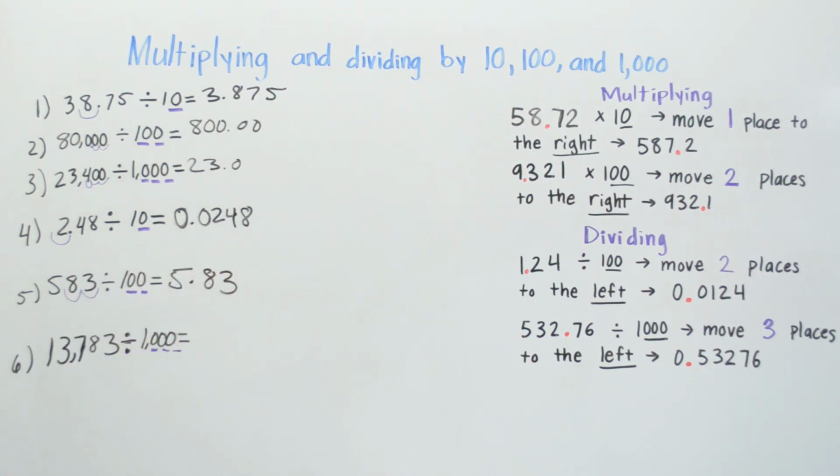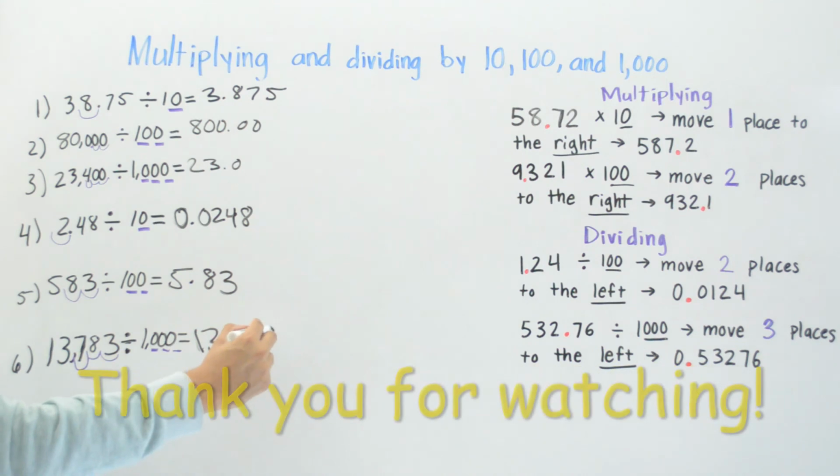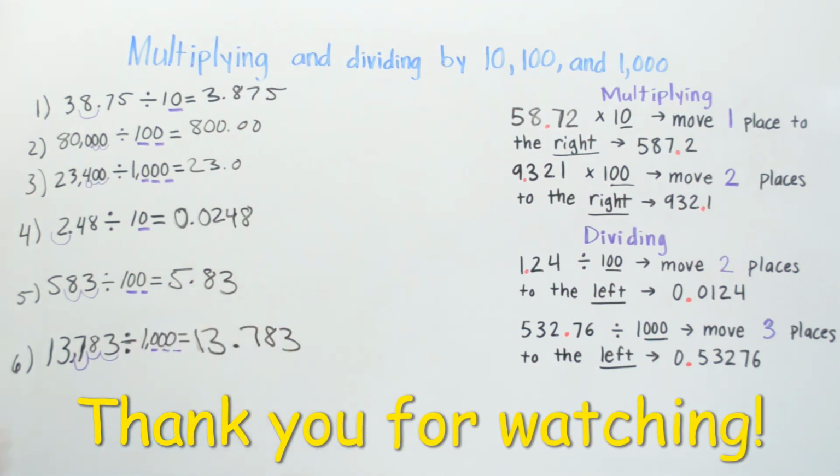Here we have the 1,000 divided by 1,000, so we see we have 3. We're going to start in the back, 1, 2, 3. So our answer is going to be 13.783.